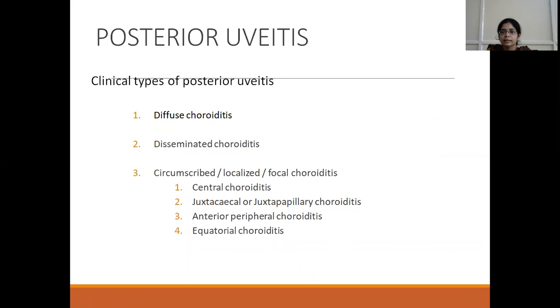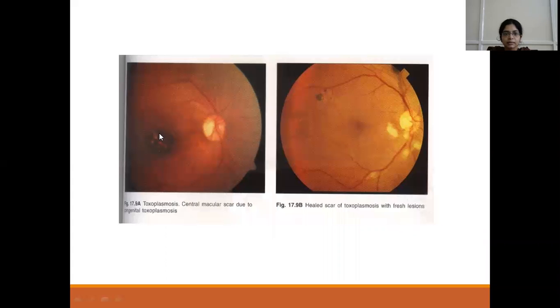Now, these choroiditis can be divided clinically into three main types. The three main types would be diffuse choroiditis, disseminated choroiditis, and focal choroiditis. Now, let's start with focal choroiditis. What is focal choroiditis? Again, as the name implies, whatever inflammatory patch of choroiditis is present, it is confined to a very specific localized area. And so, central choroiditis, again, as the name implies, as you can see, this is a central choroiditis involving the central part at the macular area.